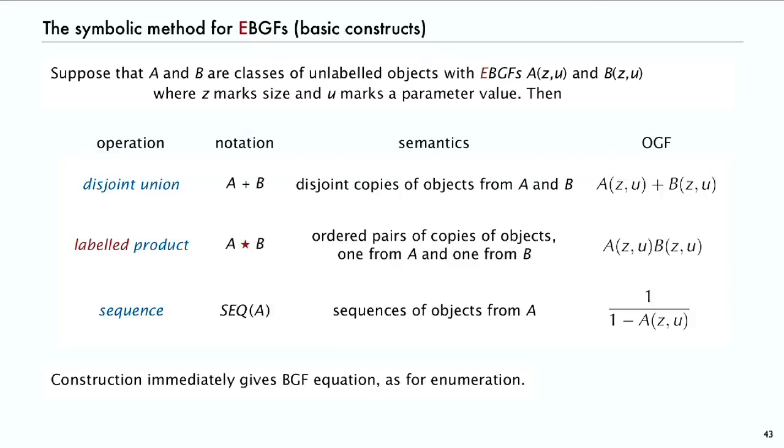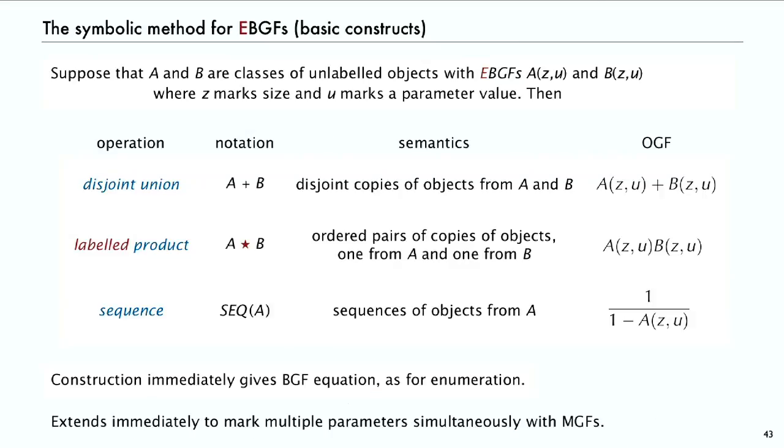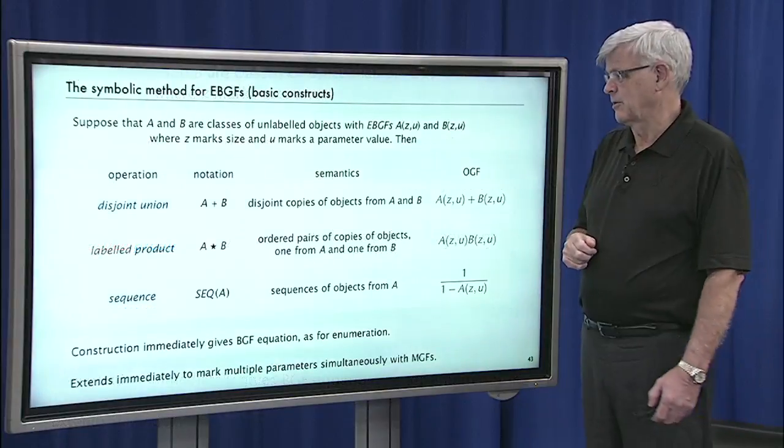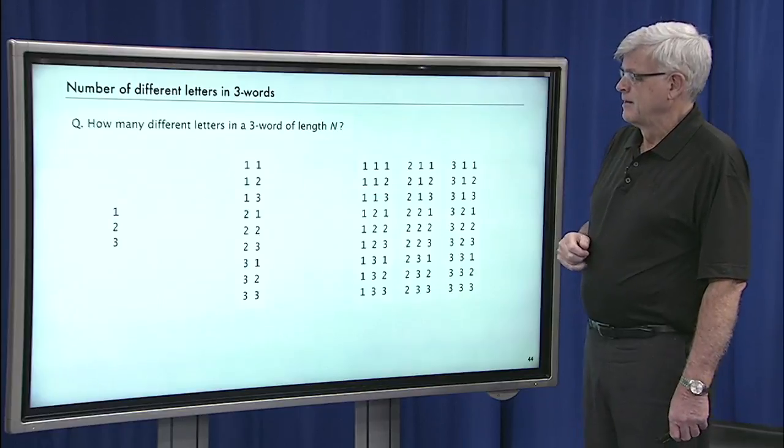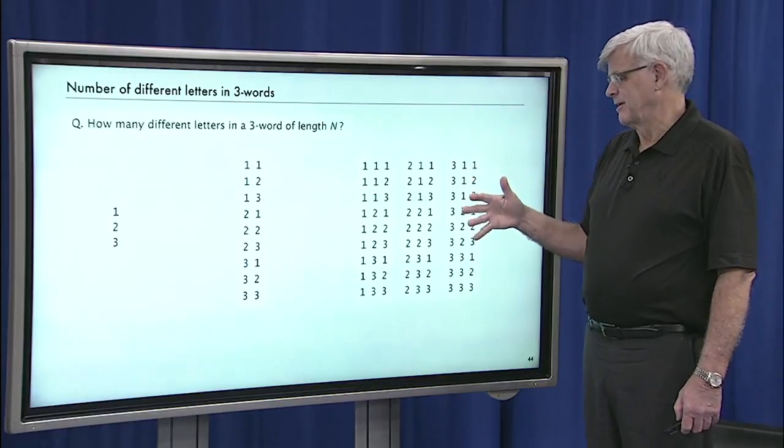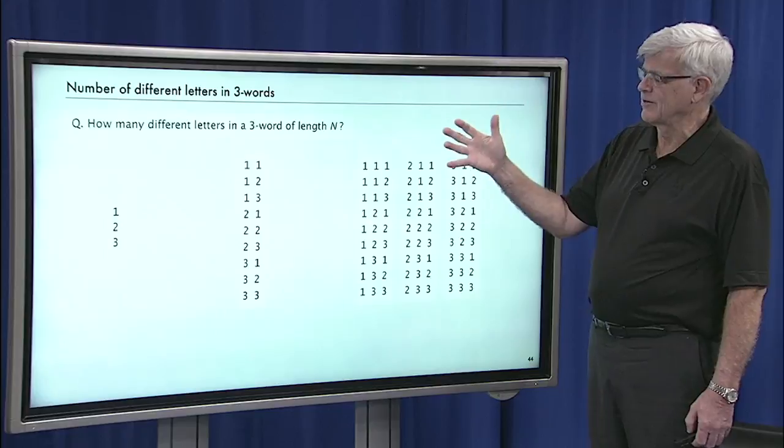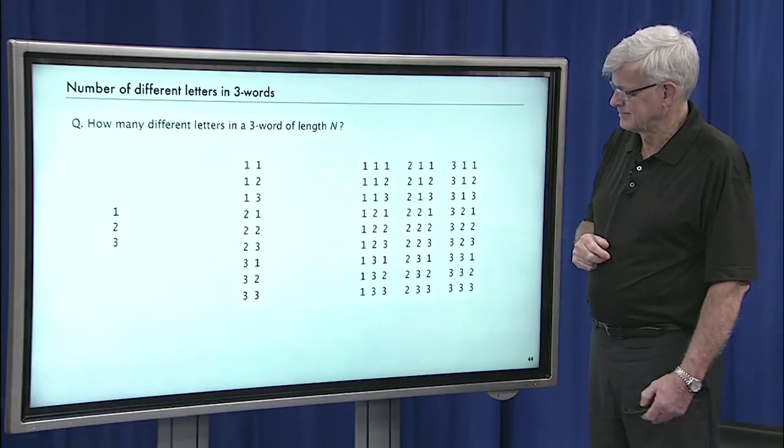And again, construction immediately gives the BGF equation as it did for enumeration. And again, this extends immediately to mark multiple parameters. So just a simple example: how many different letters are there in a three-word?